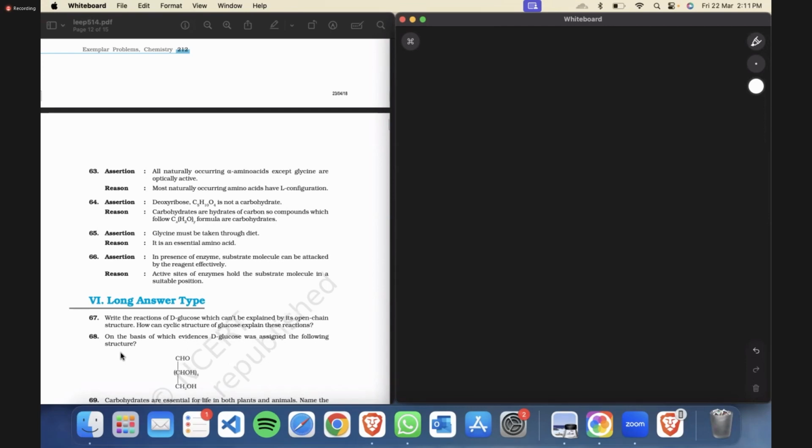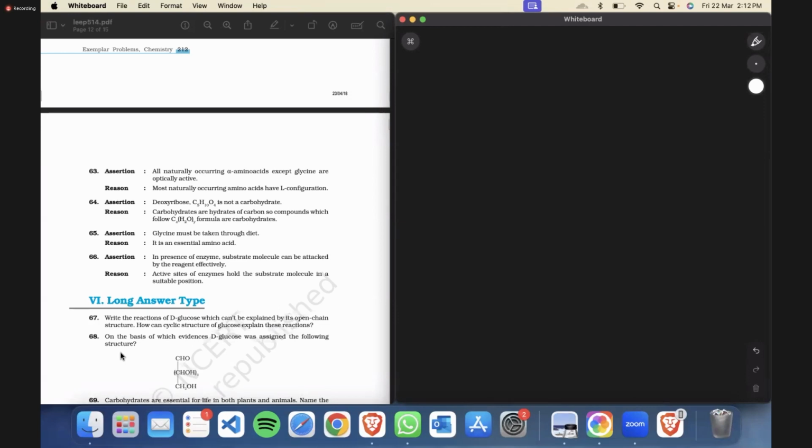Now, hopping on to question number 64. The assertion is deoxyribose is not a carbohydrate. And the reason given here is carbohydrates are hydrates of carbon. So compounds which follow the CxH2O whole Y formula are carbohydrates. So in this case, what I can say, assertion and reason both are wrong, because deoxyribose is a carbohydrate and is the sugar moiety of DNA. Carbohydrates are optically active polyhydroxyaldehydes or polyhydroxyketones.